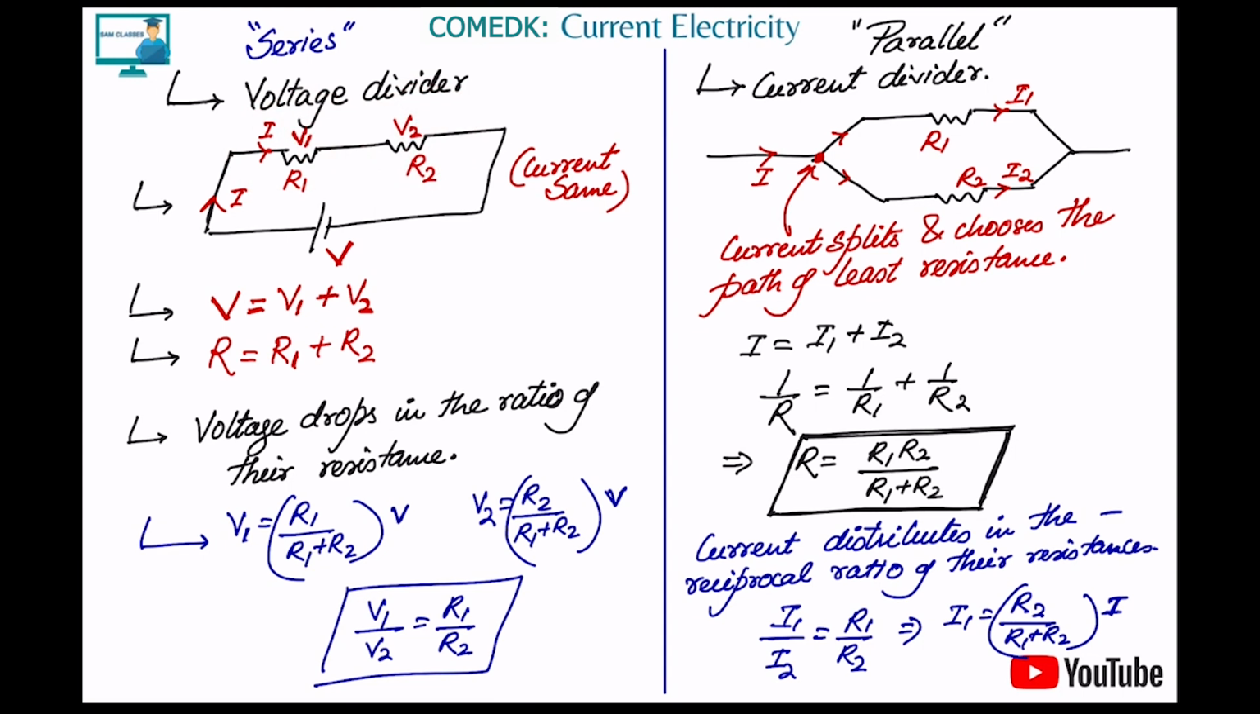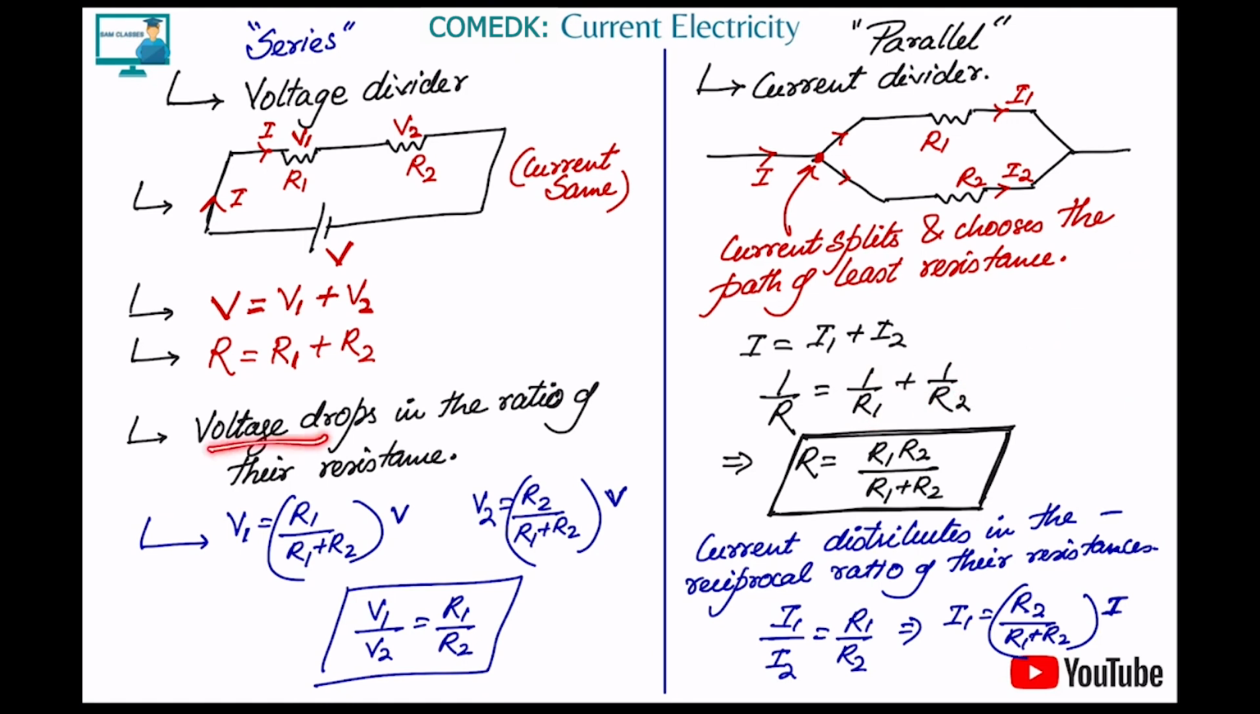Now, in series, resistances get added, so we get max resistance. And in parallel, the combined resistance becomes small, so we get the least one. So whenever they say two or five resistances are there, and we are trying to get the least one, we'll go for parallel connection. And if we have to get a maximum, we'll go for series.